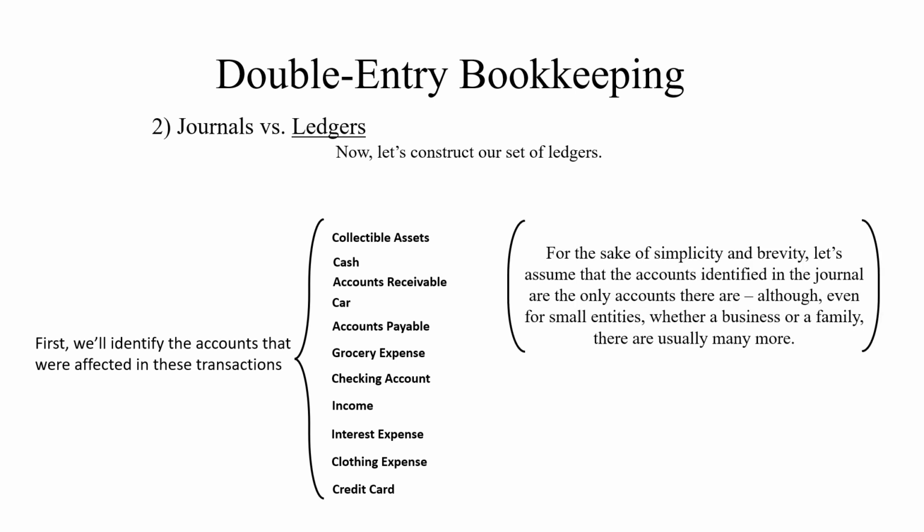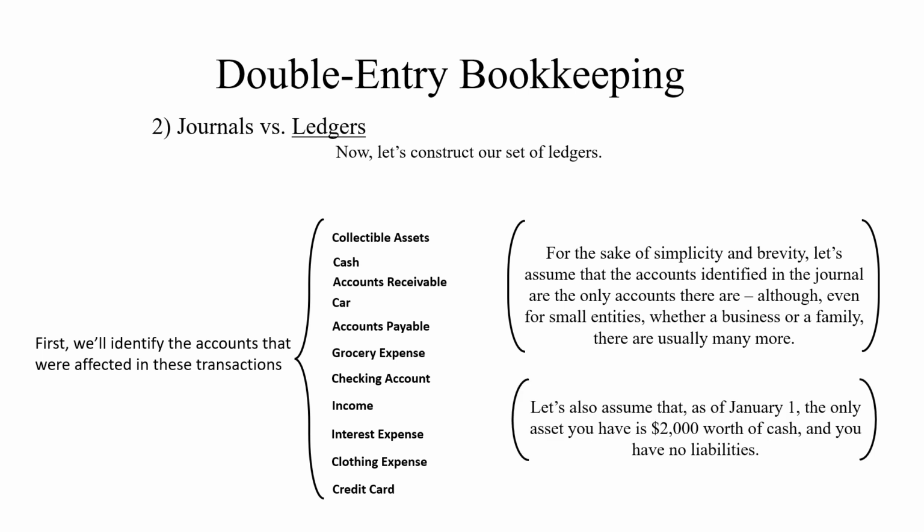For the sake of simplicity and brevity, let's assume that the accounts identified in the journal are the only accounts there are, although even for small entities, whether a business or a family, there are usually many more. Let's also assume that as of January 1st, the only asset you have is $2,000 worth of cash and you have no liabilities. Your net worth, therefore, as of January 1st is $2,000. That's your equity, how rich you are.